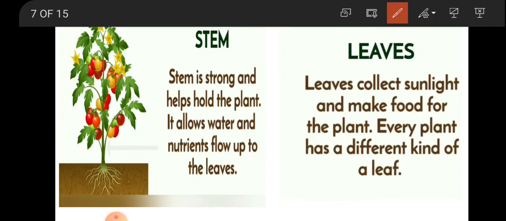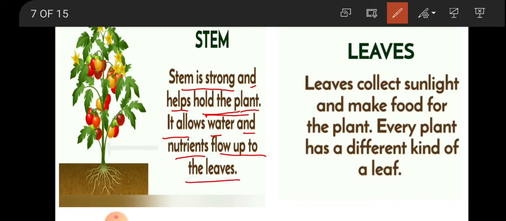Okay, yes, stem is strong and helps to hold the plant firmly in the soil. ये जो रूट होता है, अगर रूट नहीं होगा बेटा तो प्लांट एंड ट्रीज गिर जाएंगे, they will die, they cannot live without that, isn't it? So root is a main part of the plants and the trees. They are very strong and they hold the plant. It allows the water and nutrients, the food, the minerals जो root मिट्टी से लेता है, the nutrients and the minerals which it takes from the soil, to flow up to the leaves.